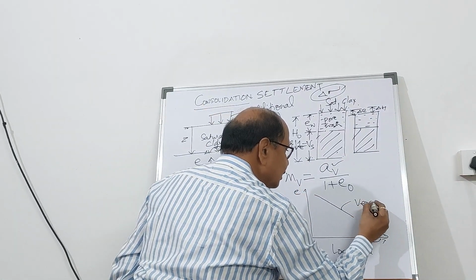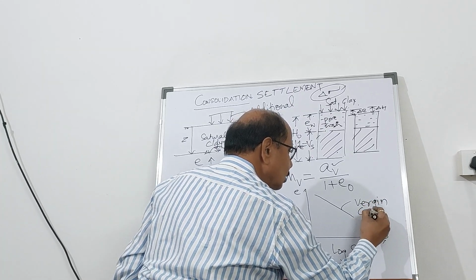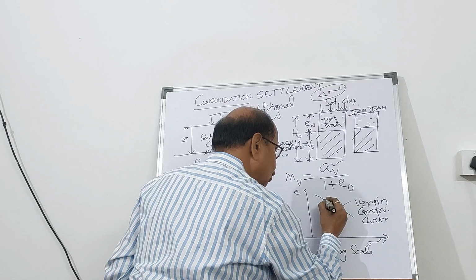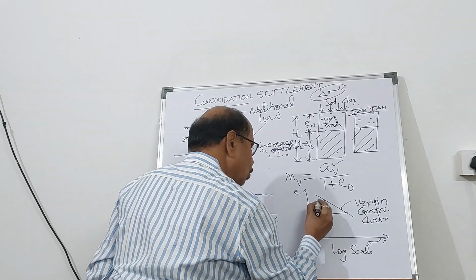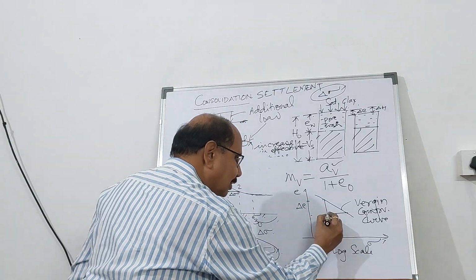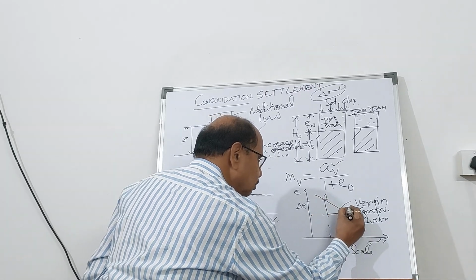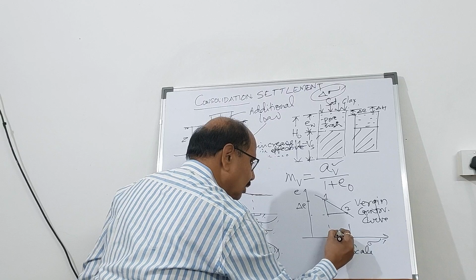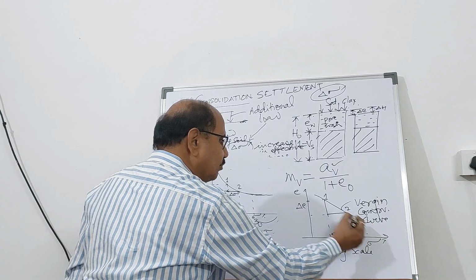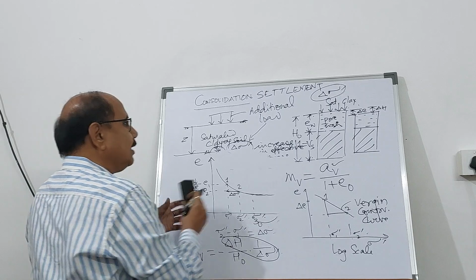So this is the virgin compression curve. And if you take its slope, this slope is going to be delta e, the change in void ratio for a pressure range, if this is 0.1, this is 0.2, this is sigma 1 prime, this is sigma 2 prime. Therefore, you get the slope of this line, the virgin compression curve, for normally consolidated soil.